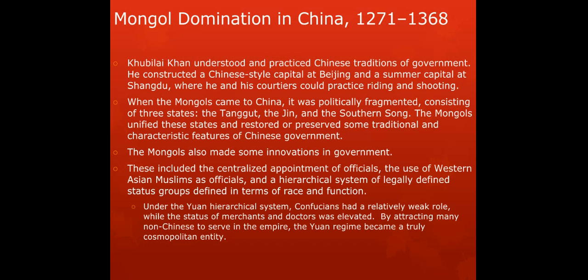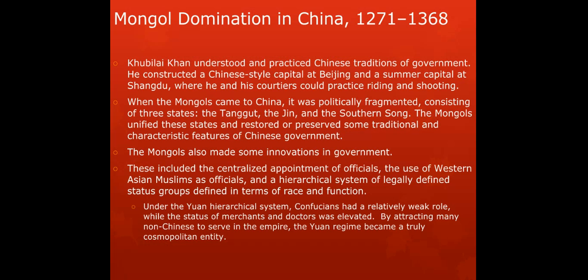And these included centralized appointment of officials, the use of Western Asian Muslims as officials, and a system of legally defined status groups in terms of race and function. Under the Yuan, again, Confucians had a relatively weak role because Confucianism was suppressed. So these Confucian officials really have no place in government.